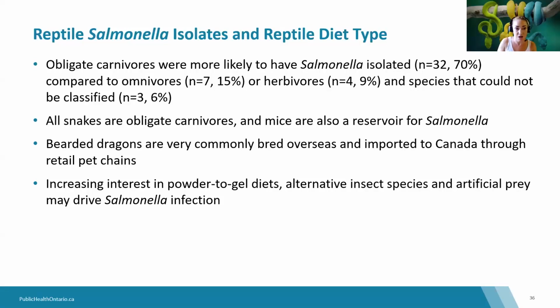Bearded dragons are very commonly bred overseas, in tropical countries where they can do this outdoors year round, not have to invest in heating. And then they're imported to Canada en masse, and then they're widely distributed through retail pet chains. So again, this is a significant stress event. They're being raised in low biosecurity, and then the wide distribution across Canada might reflect that they're higher risk for causing human disease. And then this increasing interest in the powder to gel diets, the alternative insect species, artificial prey, this can also drive salmonella infection.